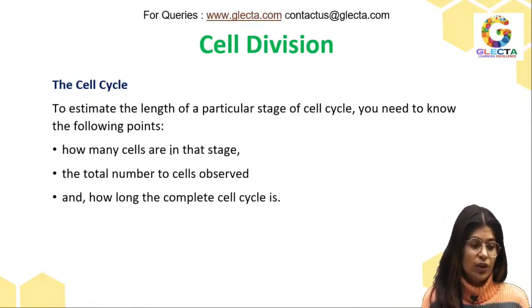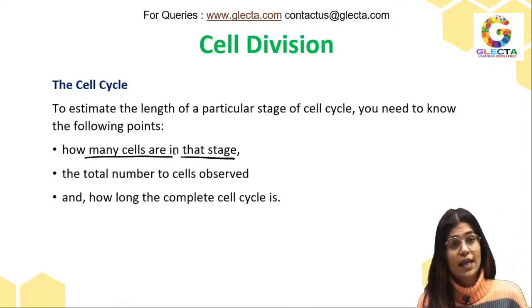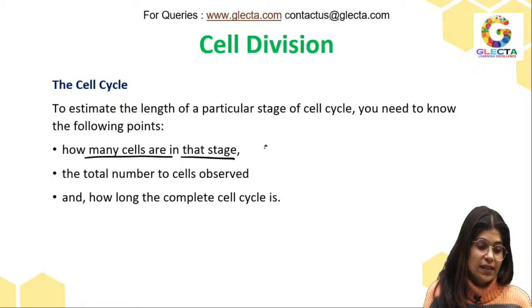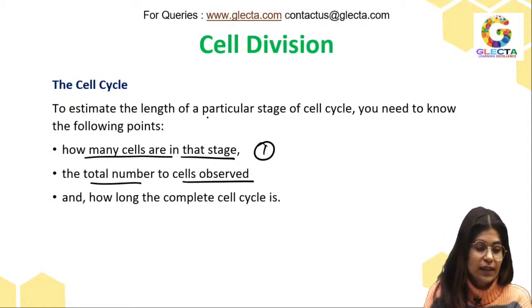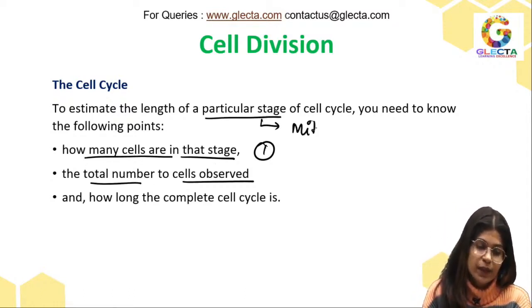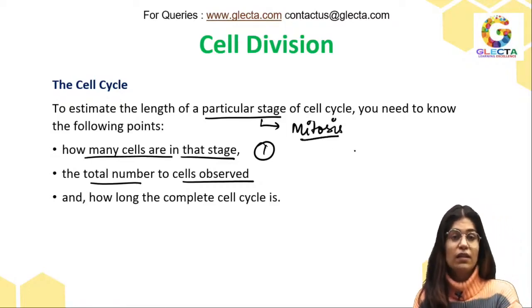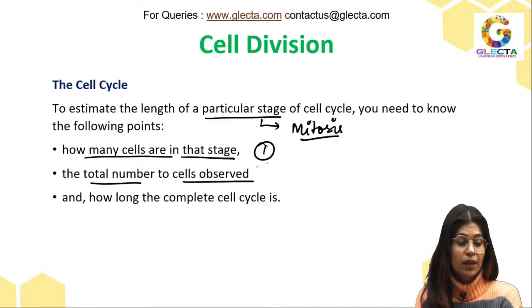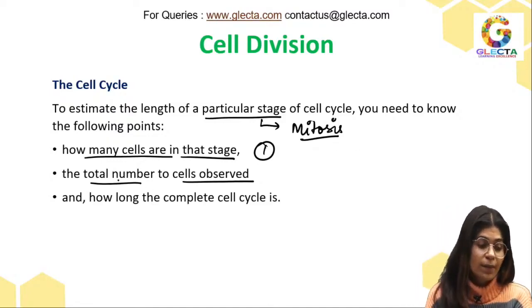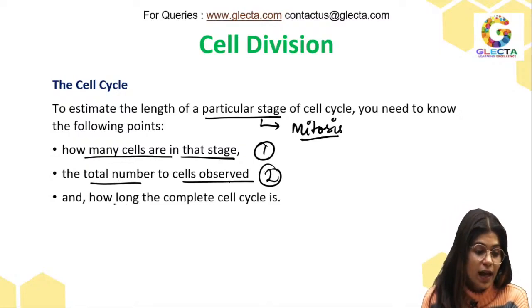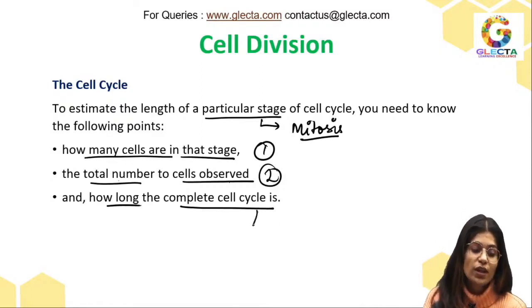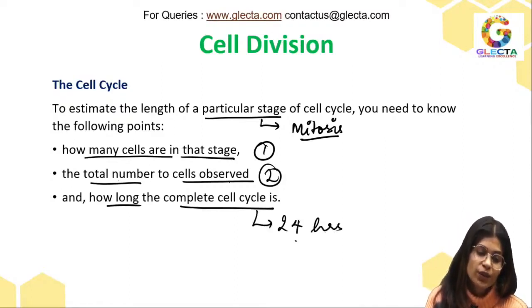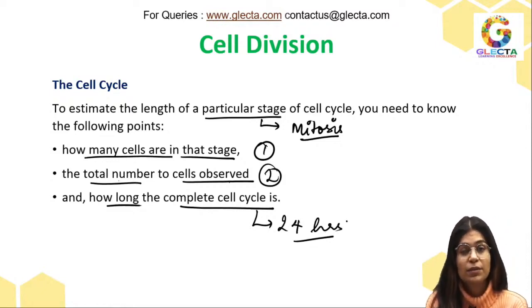So whatever slide is given in the question, you need to count the number of cells seen on the slide first. Second, you need to count the total number of cells. For example, it says a particular stage, let's say it is mitosis. How many cells are in mitosis at this particular time? You need to know how many cells there are for mitosis, the number of cells observed, and the number of cells in the entire slide. And what is the time for the entire complete cell cycle? Usually a normal cell takes 24 hours to do that, but some take less time, some even take longer.